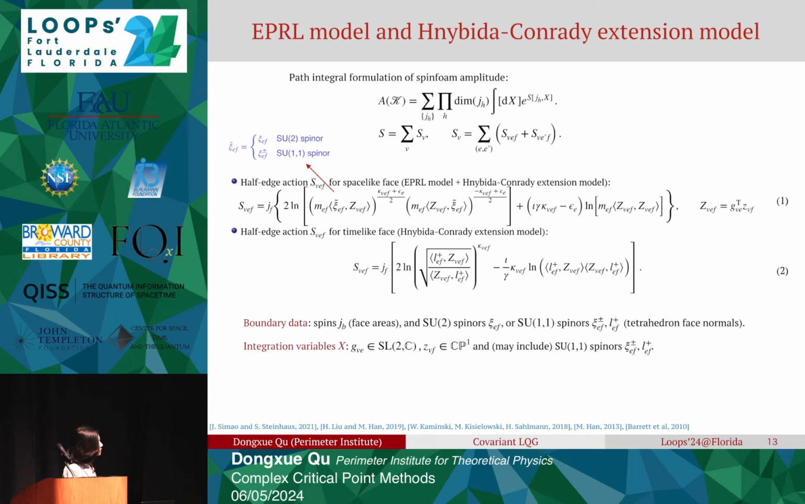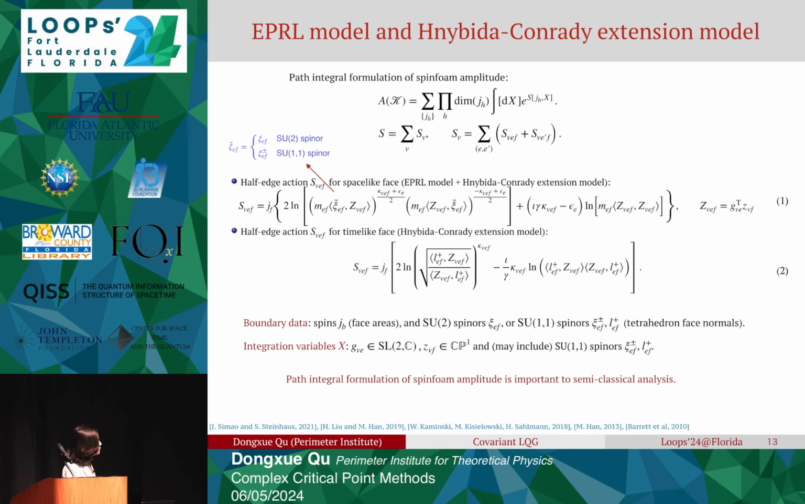So with this, we have the boundary data, which is spins related to the face areas. And we also have the SU(2) or SU(1,1) spinors, which relate to the normal to each face in the tetrahedron. And the integrated variables include the SL(2,C) group element spinor, and may include these SU(1,1) spinors.